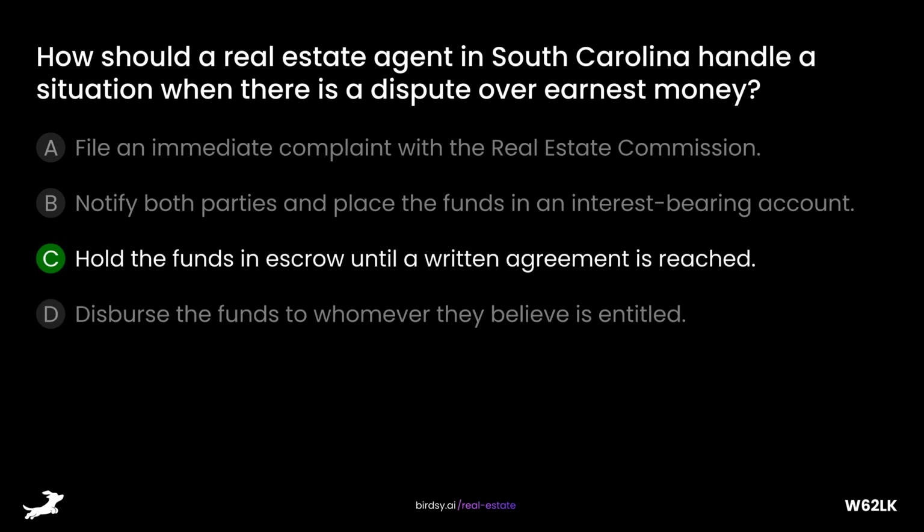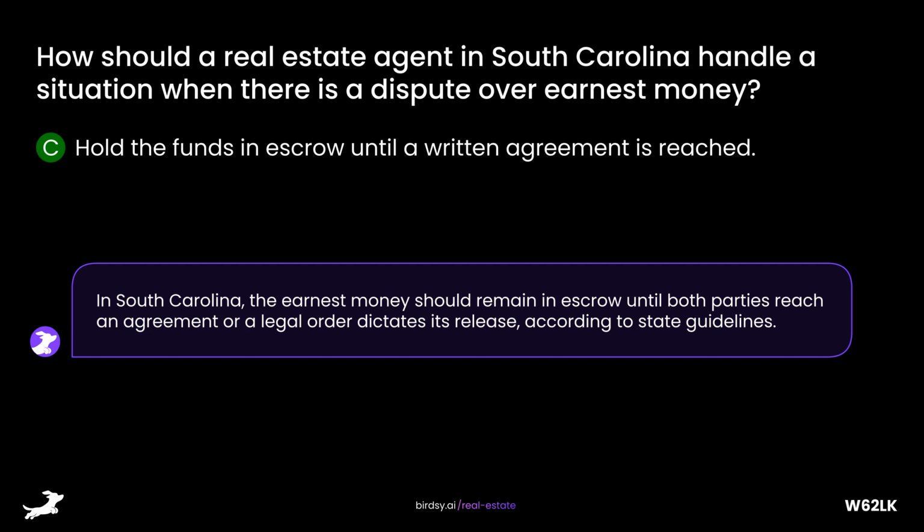The answer is C, hold the funds in escrow until a written agreement is reached. In South Carolina, the earnest money should remain in escrow until both parties reach an agreement or a legal order dictates its release, according to state guidelines.